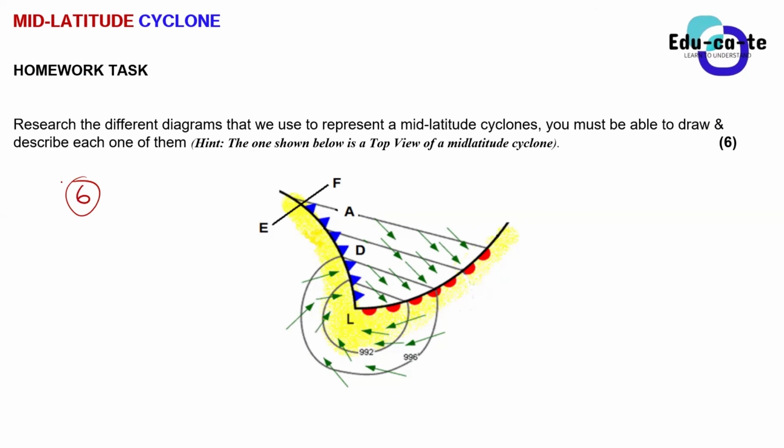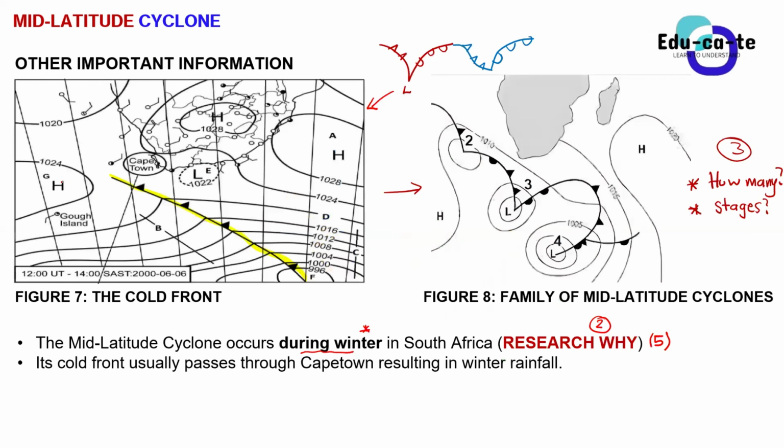You have to research the different diagrams that we use to represent a mid-latitude cyclone. You must be able to draw each and every one and describe each and every one. And here is a hint for you. The one that you are having there is known as the top view of a mid-latitude cyclone. So go and research the other different diagrams to represent a mid-latitude cyclone. So you've got 6 homeworks in total, but don't worry, you'll be able to manage.